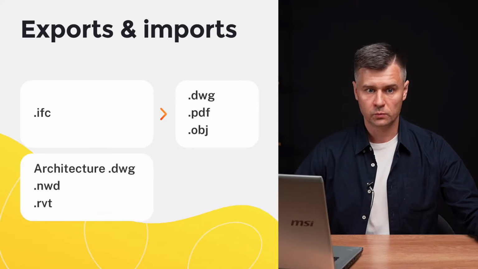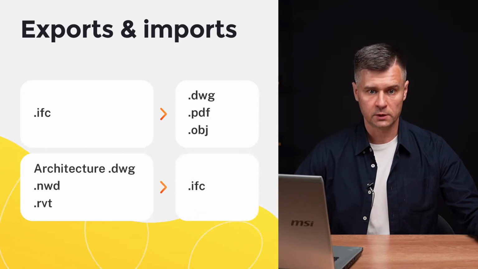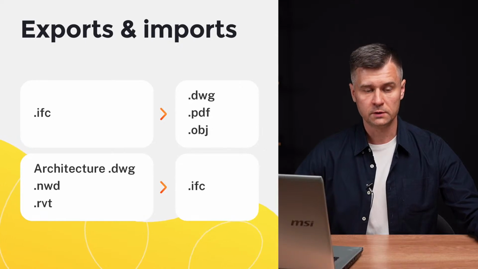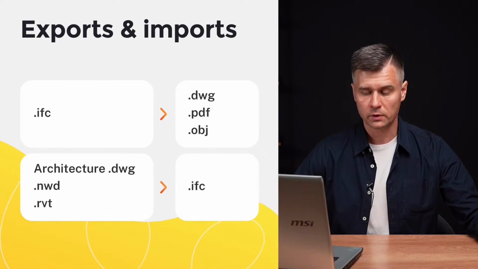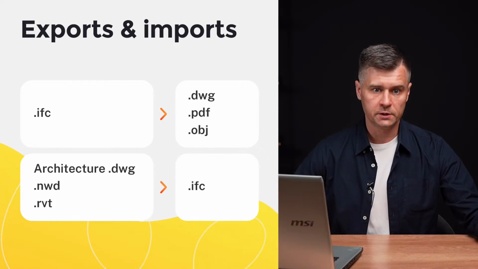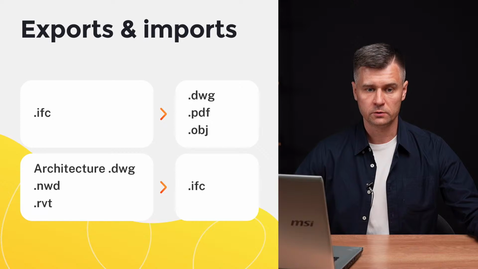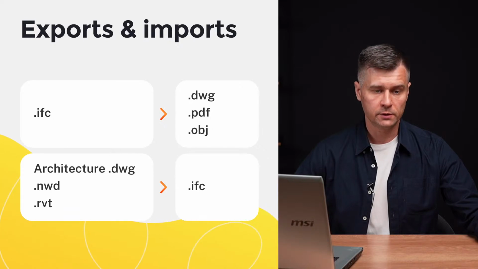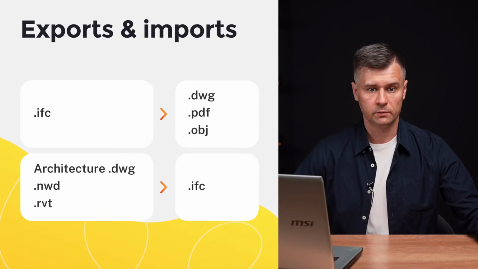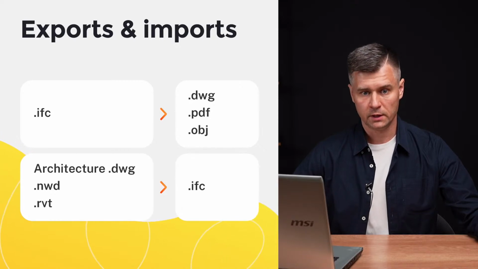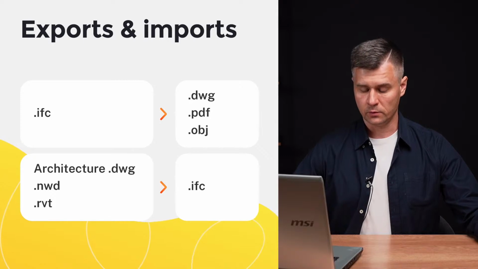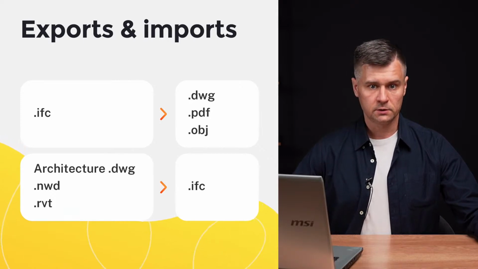And we also have a set of exports from other formats to IFC. For instance, we can export architecture DWG models to IFC. Plain DWG export doesn't make any sense because it doesn't have any data that is reasonable in terms of IFC. NWD and RVT models can also be exported to IFC, with data from those models used for further work and further processing.